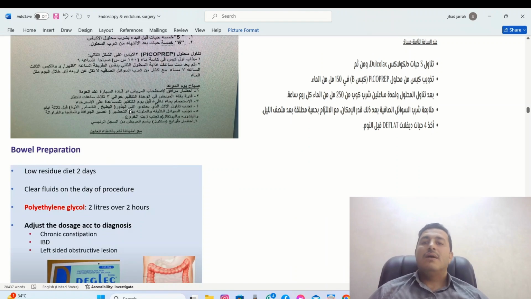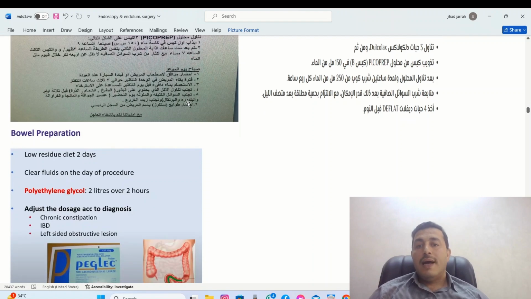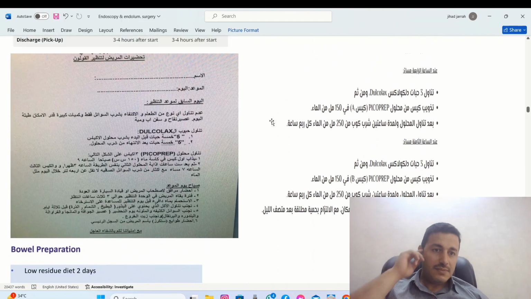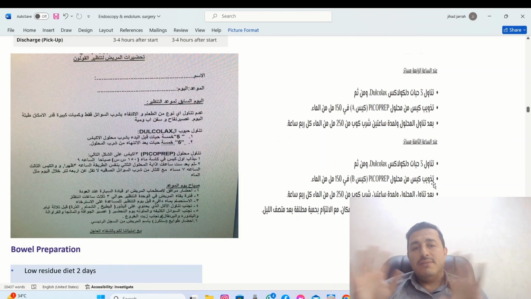Do not eat vegetables or fruits with seeds, such as watermelon, or popcorn, even 3 days before the procedure. And do not drink juice that can stain the bowel lumen, such as Java juice, mango juice, strawberry juice, and orange juice; these should be avoided. This is the same regimen. The regimen differs from one institute to another.